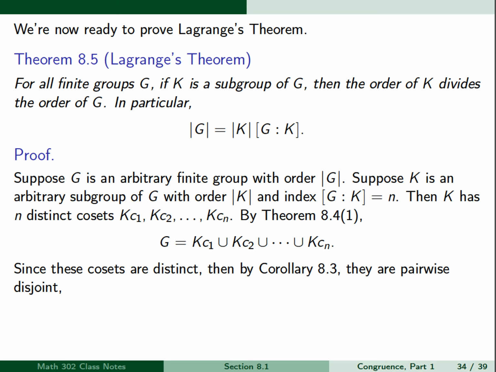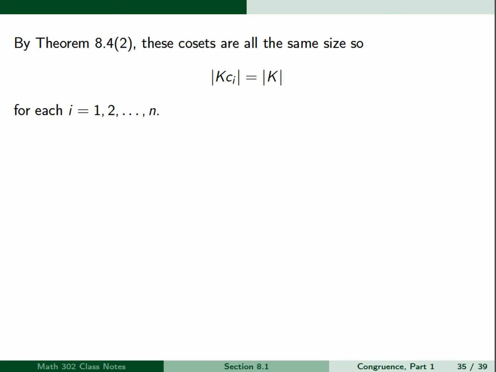Now since these cosets are distinct, by Corollary 8.3 they are pairwise disjoint, which implies that the cardinality of G is equal to the sum of the cardinalities of these distinct right cosets. So |G| = |Kc1| + |Kc2| + ... + |Kcn|. Now by Theorem 8.42, these cosets are all the same size, and they have the same size as the subgroup K. So |Kci| = |K| for each i equal 1 through n.